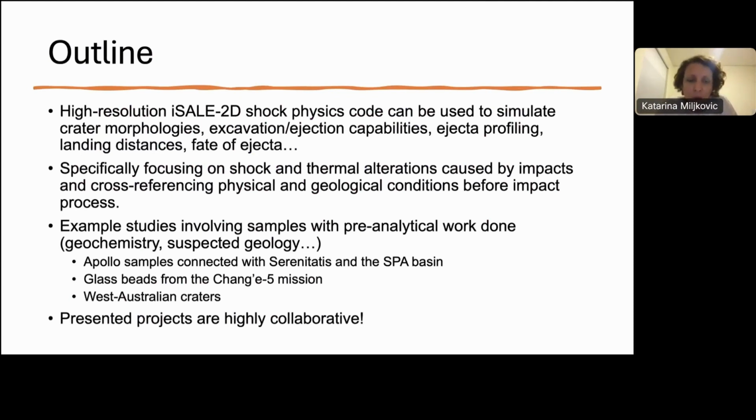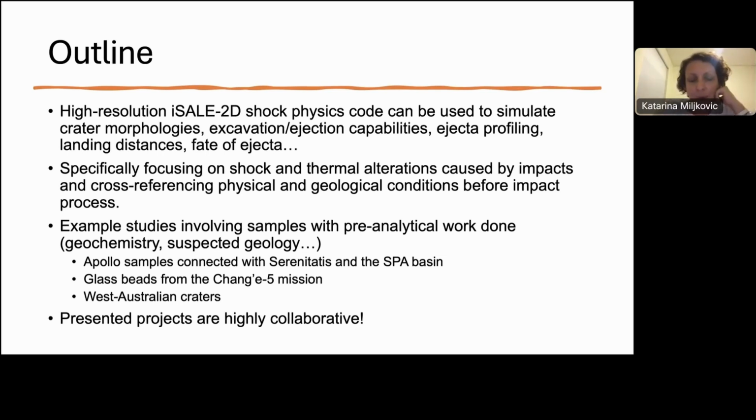And with that, crater morphologies, excavation processes, and ejection, as well as diving deeper into profiling the ejecta, profiling the craters, landing distances, fate of ejecta, and so forth, which in this case is connected to figuring out what source craters might be connected to samples that we are all working with. The interesting thing about shock physics is that we have specific pressure and temperature conditions that are unique to impacts compared to other geological processes, that we can then simulate with some level of fidelity.